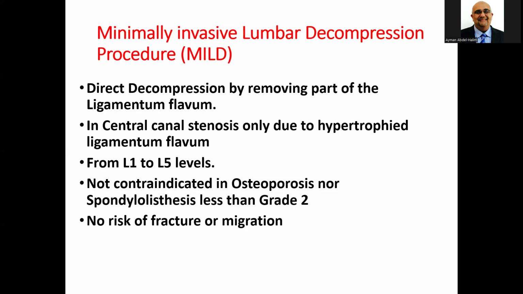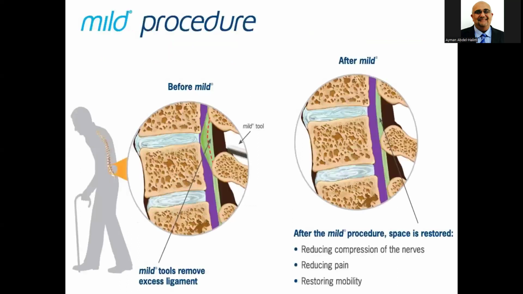nor is it contraindicated in spondylolisthesis less than grade 2. And of course, there's no risk of fracture and migration. And this is basically the MILD procedure. You put a needle, you do an epidurogram, and then you start to remove this ligamentum flavum, and this will actually lead to opening up the space in the central canal.